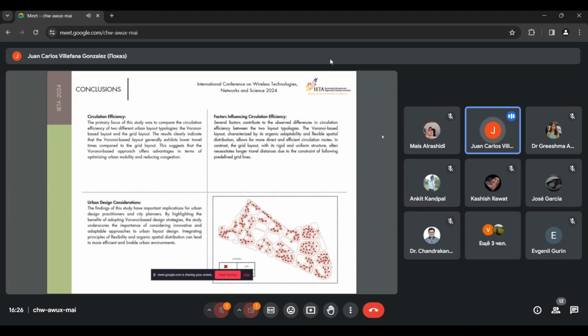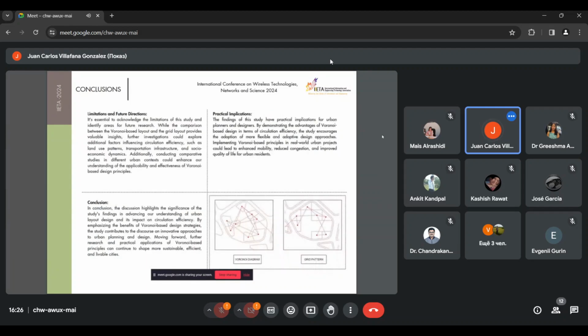Urban design considerations. The findings of the study have important implications for urban design practice and city planners by highlighting the benefits of adopting Voronoi-based design strategies. The study underscores the importance of considering innovative and adaptable approaches to urban layout design. Integrating flexibility and organic spatial distribution can lead to more efficient urban environments.